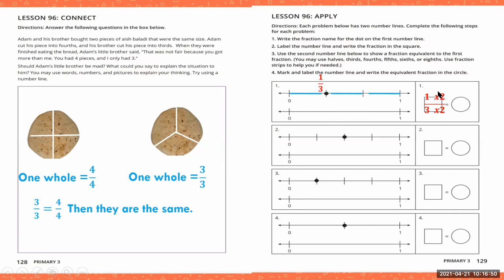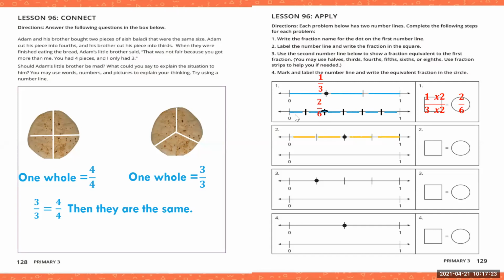Now I want to find the equivalent fraction here in this number line. I will multiply by 2 up and down. 1 times 2 equals 2. 3 times 2 equals 6. So I want to put 2/6 in this number line. So I will divide it into 6 equal pieces. Okay, so 0/6, 1 over 6, and here will be 2 over 6.